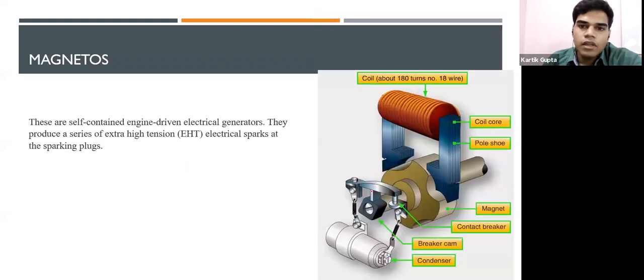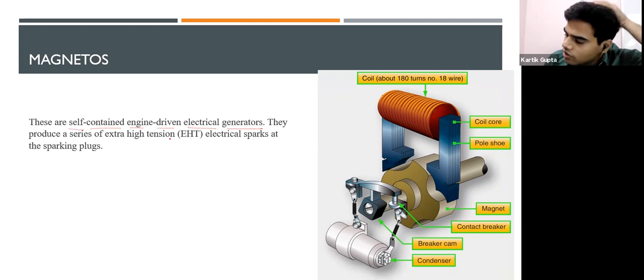As I was telling you, spark plugs get their charge from magnetos. If you go back to class 9th and 10th, you will find there was something known as magnetic induction of voltage by using coils. The magnetos function the same way. The definition of a magneto is that they are self-contained engine-driven electrical generators.